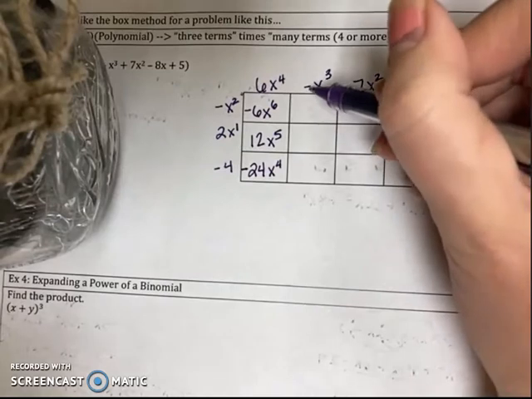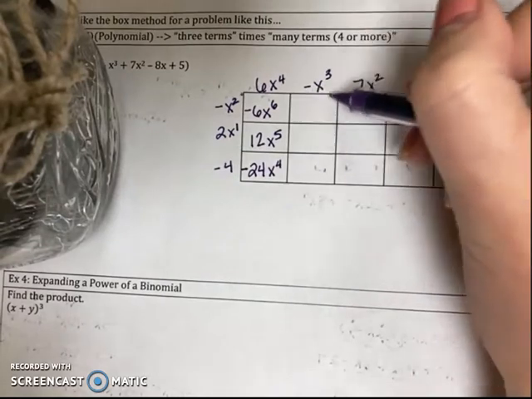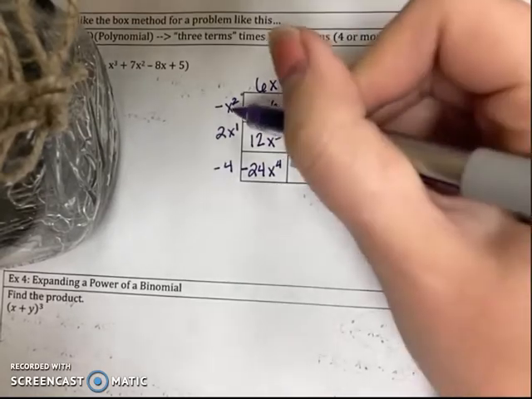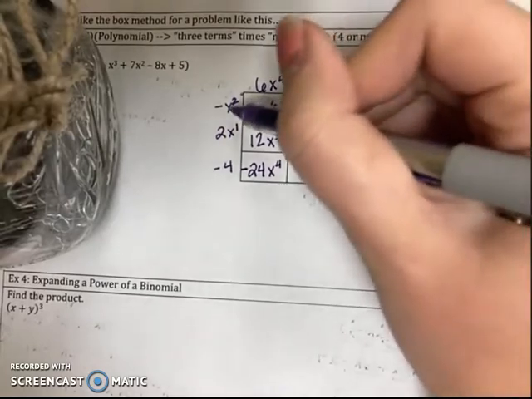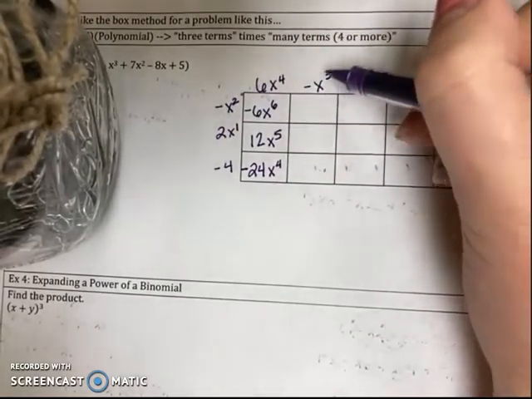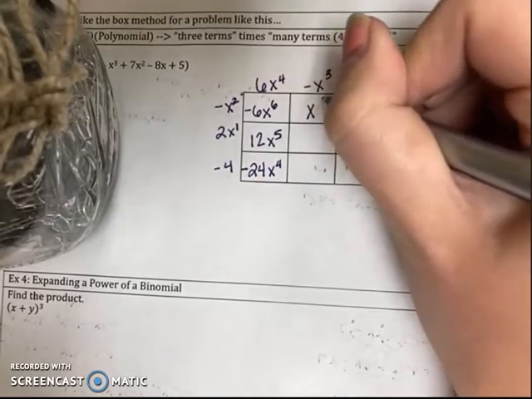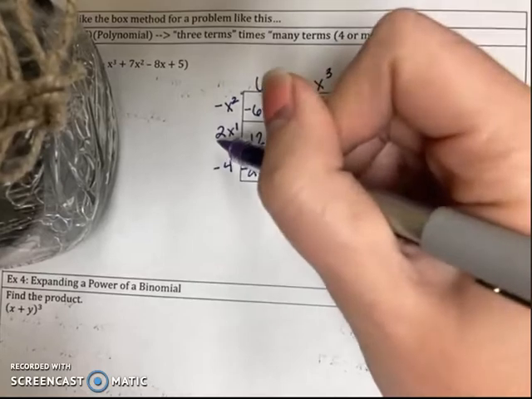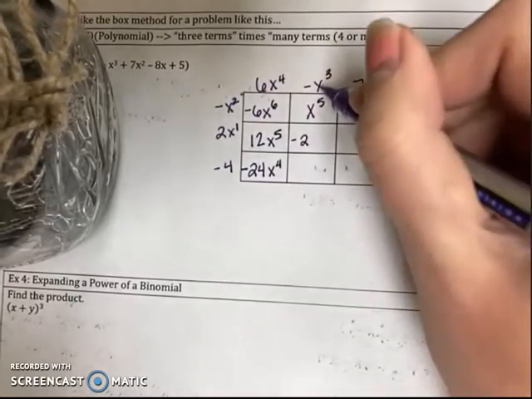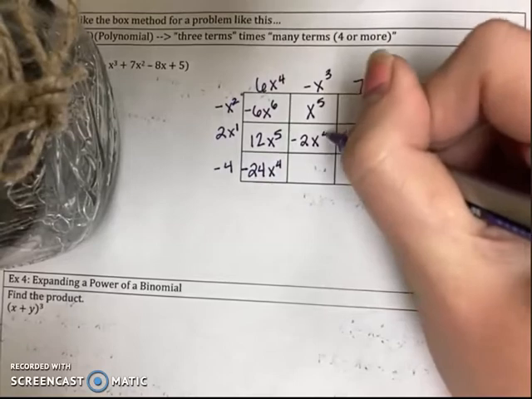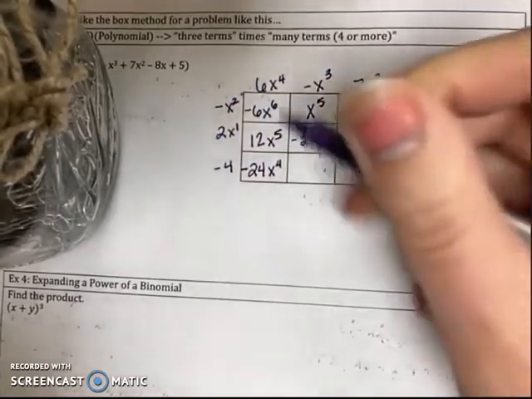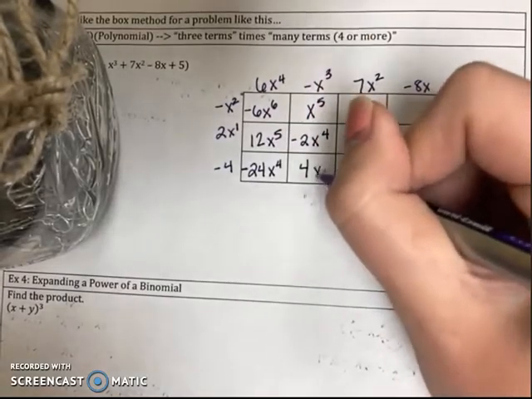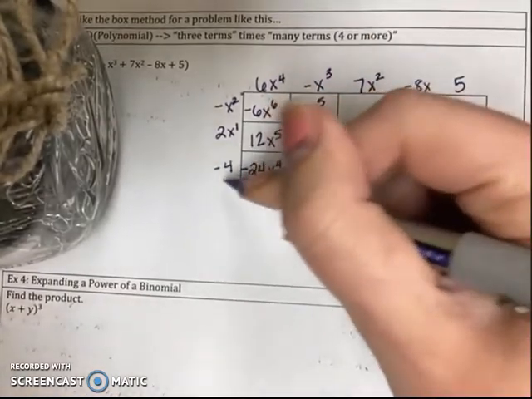Okay, moving on, I have negative x cubed here on top, and now I'm just going to multiply by each thing that's on the left. So negative x cubed times a negative x squared. 2 negatives makes a positive, and I have x cubed and x squared. If I add that, that's x to the 5th power. Now I have a negative times 2, so negative 2. X cubed times x to the 1st becomes x to the 4th. I just added 1 plus 3. And then the last one, negative 1 times negative 4 is a positive 4. And I'm going to keep that x cubed because there's no x to combine it with here.